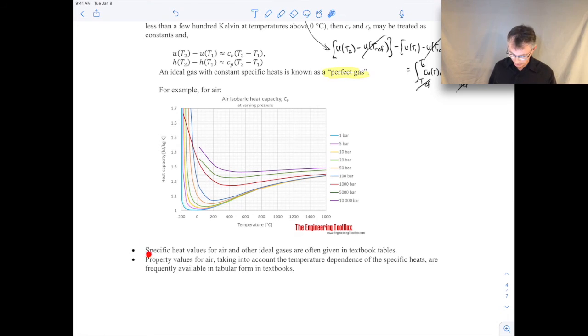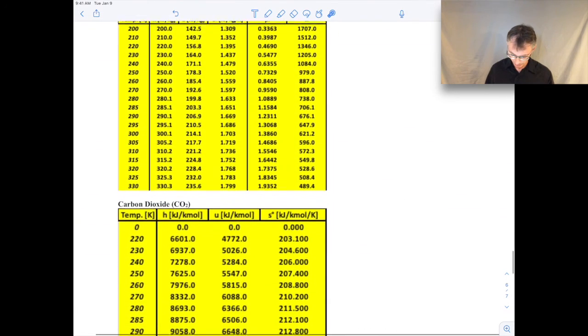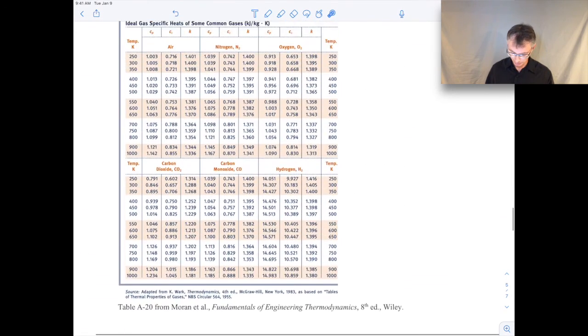And as I mentioned down here, specific heat values for air and other ideal gases are often given in textbook tables. I think I showed that already. And then property values for air, taking into account the temperature dependence of the specific heats, are also available in tables, which I showed already. So those were these yellow tables here, as well as this table here.